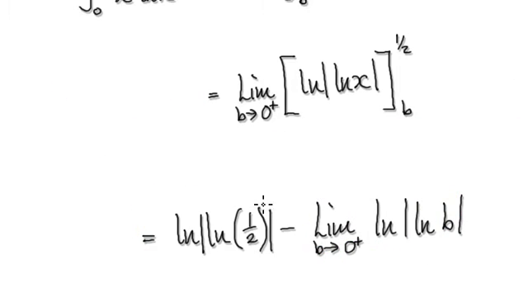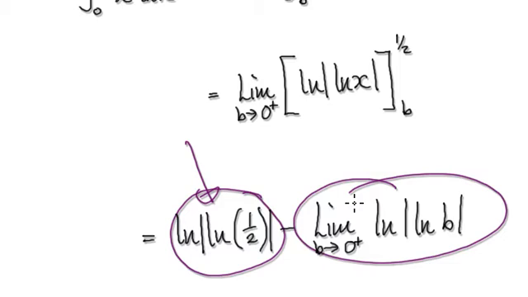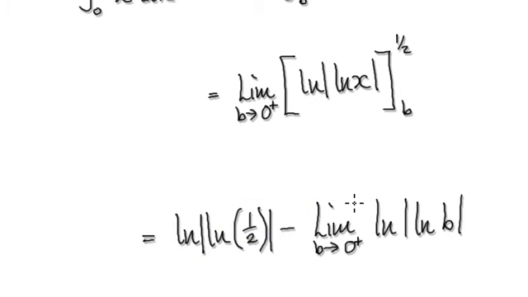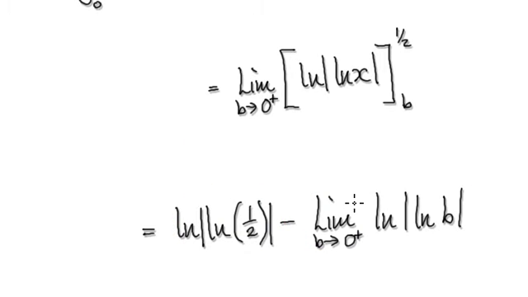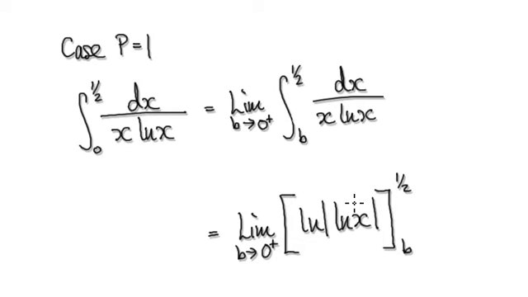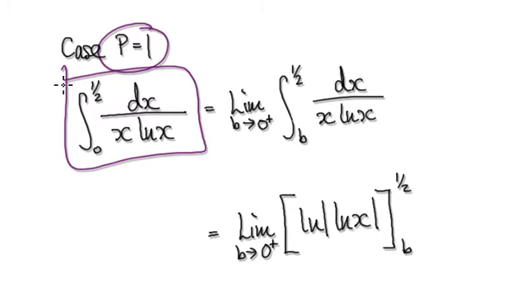This thing here is going to be a definite number, but this other thing is just going to get bigger and bigger and bigger. It's not going to converge. So in the case of p equals 1, this thing here is going to diverge.